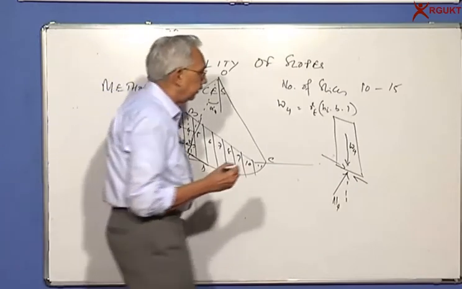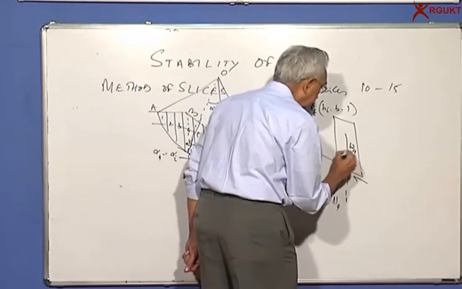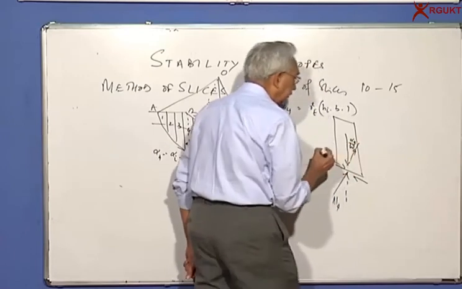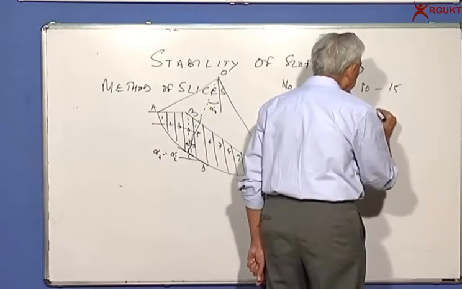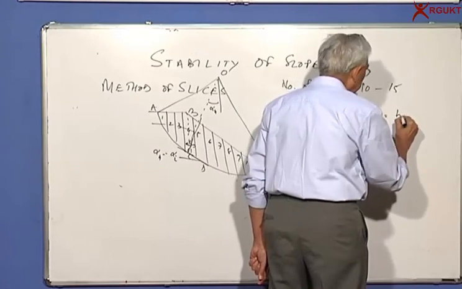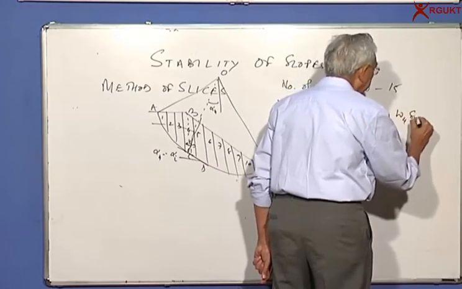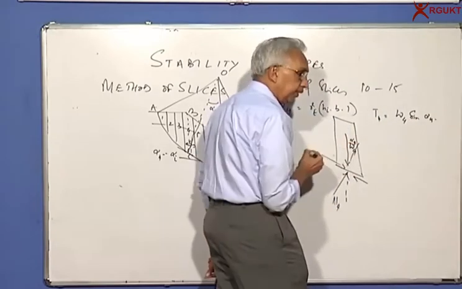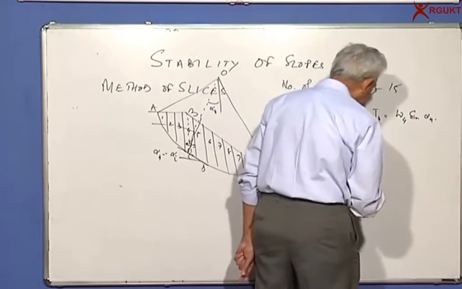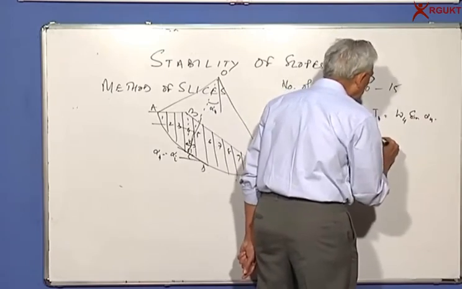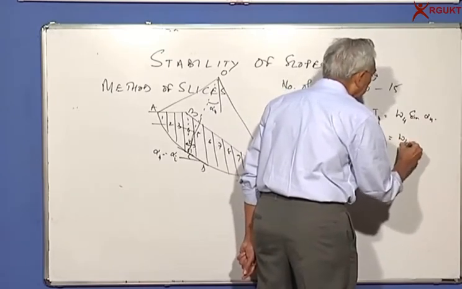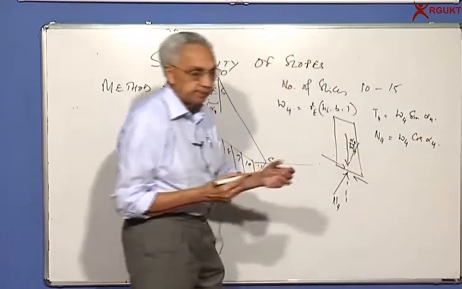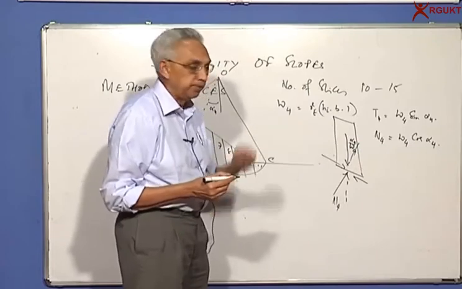So what we try to do is find out this angle again with respect to the radius, alpha 4. So you will find that the shear force causing sliding is W4 sine alpha 4, where alpha 4 is this angle with respect to the vertical. Of course, the normal component N4 is W4 cos alpha 4. In order to make it easy, just say i, where i can go from 1 to n.